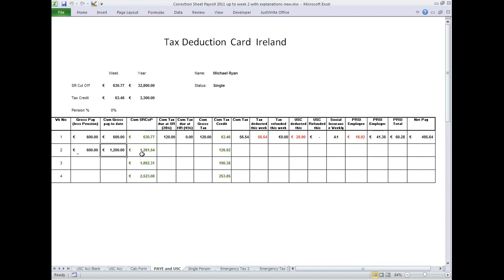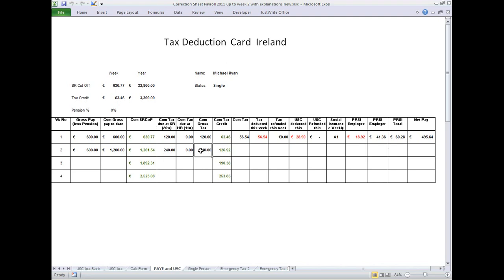The standard rate cutoff is in excess of that. It's 1261.54. So he will still be paying tax just at the standard rate, and it will be 20% of that. So 20% of that would be 240. If you'd like, just twice the week before, but that's the way you'll multiply that figure there by 20%. He won't have any liability at 41% because he doesn't earn enough money. So his cumulative tax before taking tax credit into account is 240. So we'll fill that in there.